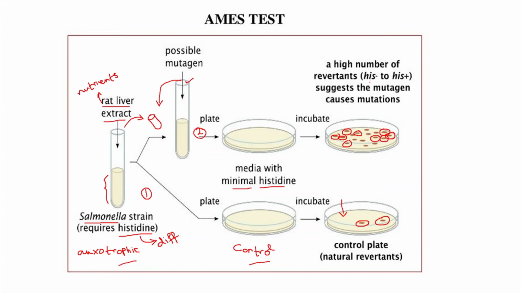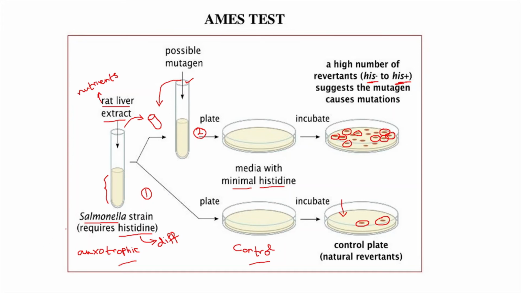So this is depicted here. High number of revertants from histidine minus. Histidine minus means they previously could not synthesize histidine and they required addition of histidine from outside. And now they have changed to histidine plus. That means they do not require any further addition of histidine from outside. They can synthesize it within their body. So such a mutagen causes mutations.